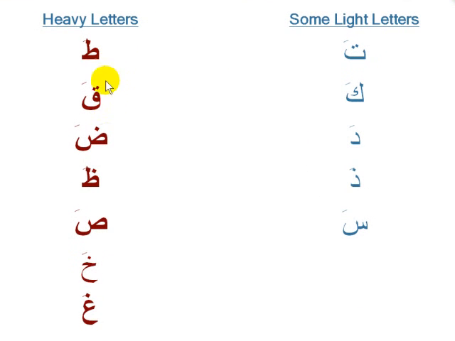Practice with heavy and light letters. On the left we have the heavy letters, the 7 heavy letters, and some of the light letters, and we're going to compare the sound on the right against the sound on the left. So these two letters will sound almost the same, but with the light sound and heavy sound they will sound quite different. So we're going to practice from the top going to the bottom.